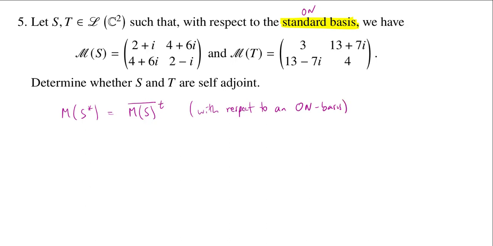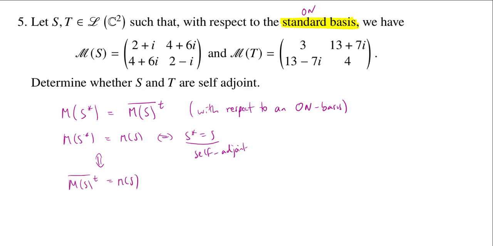And therefore, M of S star equals M of S if and only if S star is equal to S. That is, self-adjoint. So M of S star equals M of S if and only if the conjugate transpose of M of S is equal to M of S. So all I have to do is check the conjugate transpose of the matrix, and if it's the same, then the operator is self-adjoint.